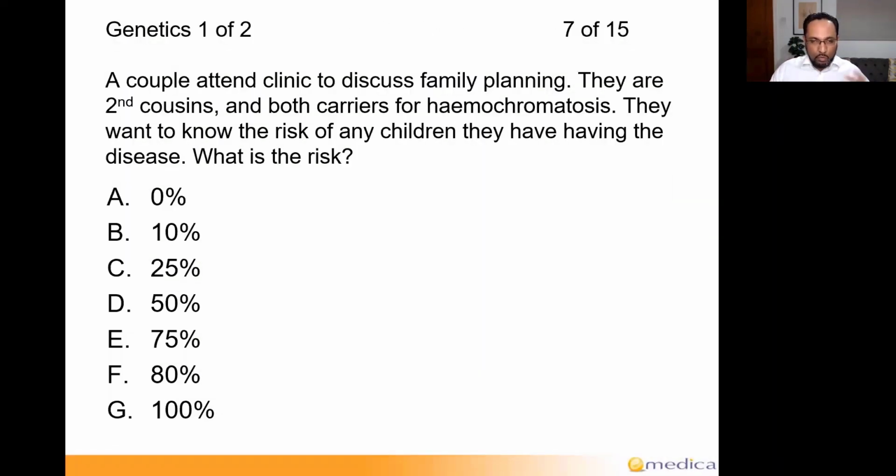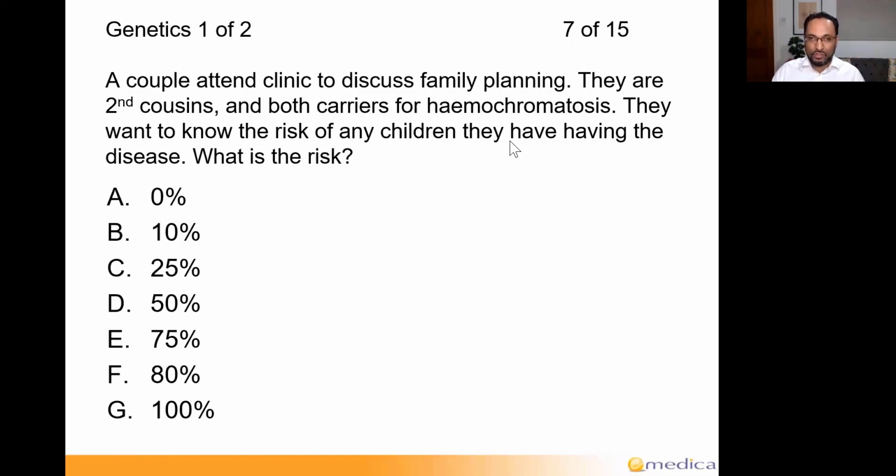Okay, I won't launch the poll for this one, but the key thing here is to read the question. So what we've got is carriers for hemochromatosis, both the potential mother and the father, they're thinking about family planning. They wonder what's the risk of their children having the disease, i.e. having full-blown disease. So what type of inheritance is hemochromatosis? Type that into the chat. It's autosomal recessive. Great.